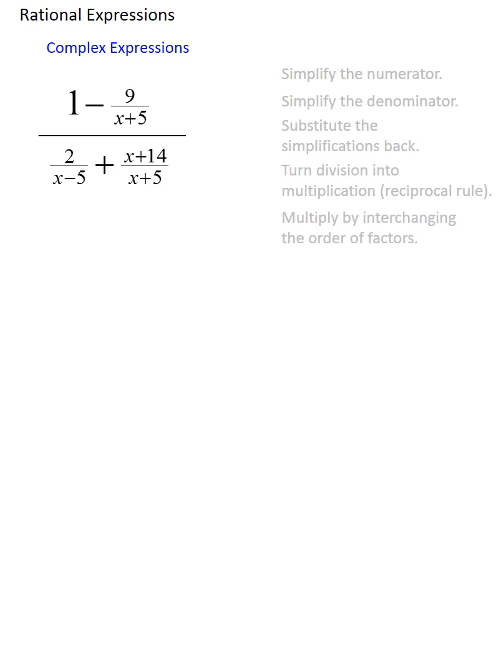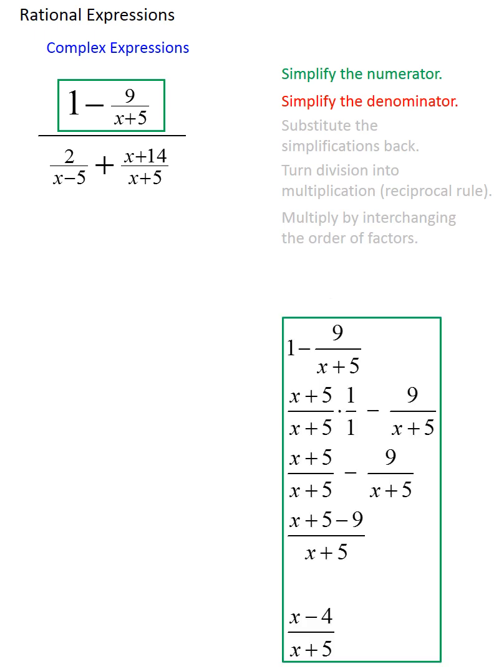Let's look at one more complex expression. We're going to run through the same set of concepts here. We're going to simplify the numerator, then we're going to simplify the denominator, again as if they were separate problems. In a minute I'll have you hit pause and do some of the work. Okay, here's the numerator. We're going to work that out. Go ahead and hit pause. Now compare your work to mine. If you got a different answer, try to find out why.